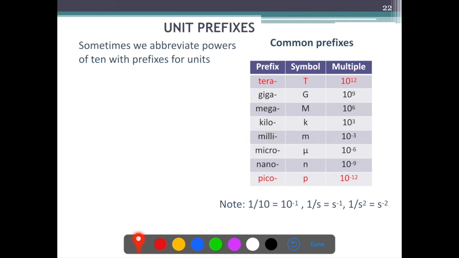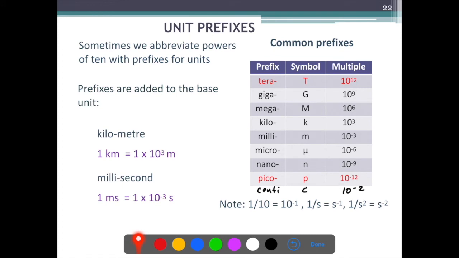Milli, which is a symbol of small m, is 10 to the minus 3, or 1 over 1,000. There's one here that's sort of missing, which is also common, which is the centi, abbreviated by small c, and that's 10 to the minus 2, or 1 over 100. So prefixes are added to the base unit.